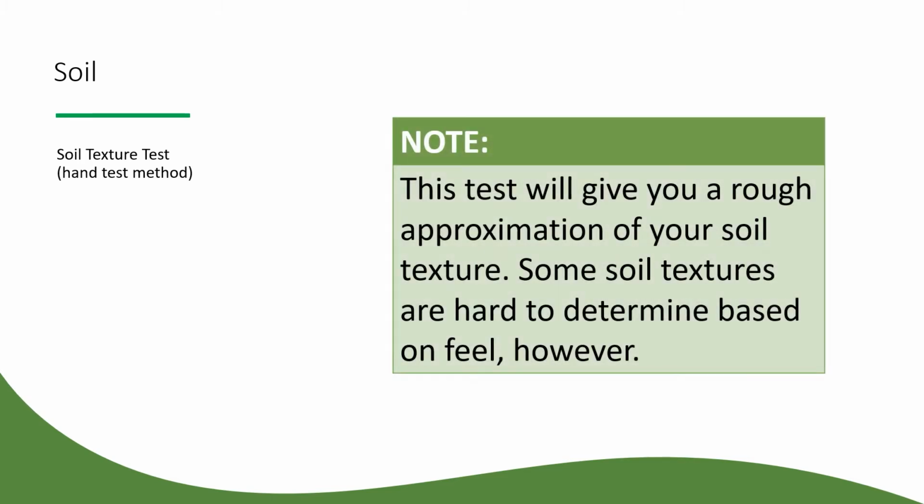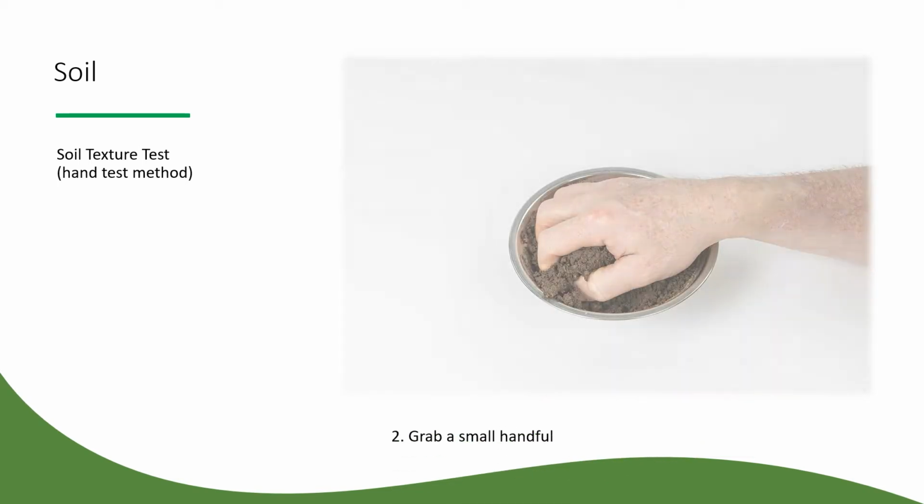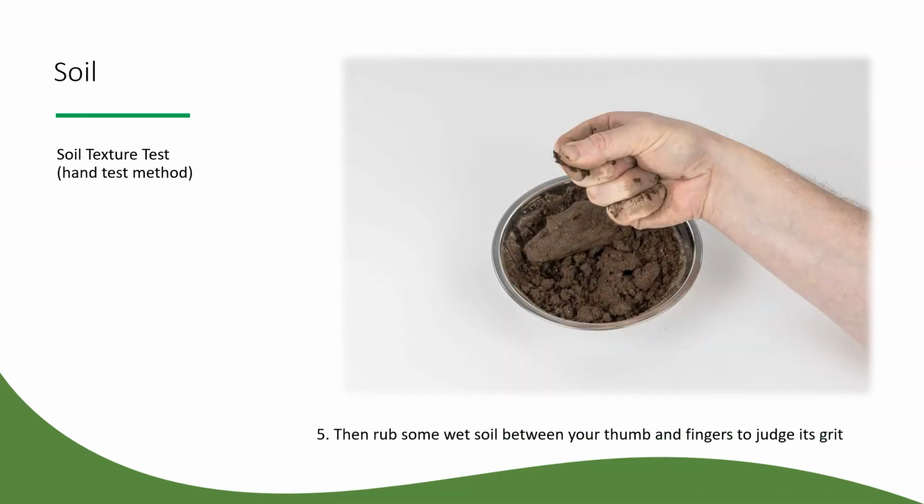Soil Texture Test, Hand Test Method. Note: this test will give you a rough approximation of your soil texture. Some soil textures are hard to determine based on feel, however. This test will let you get your hands dirty. Moisten some garden soil. Grab a small handful and squeeze it like a sponge. Knead the soil in your hands and try to roll it between your hands. Then rub some wet soil between your thumb and fingers to judge its grit. Most soils will fit one of the following descriptions.